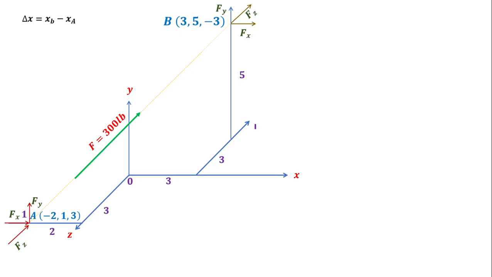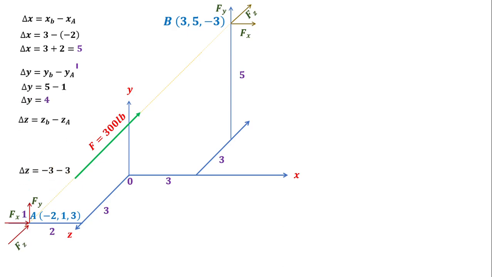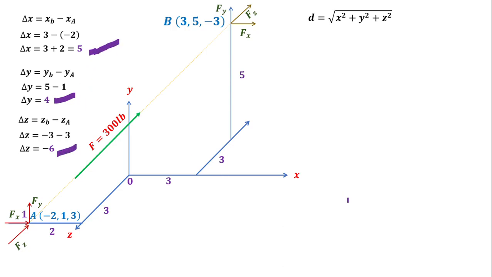If we are solving for the change in x, we are looking for x of B minus x of A, including the sign. So we have 5. And then for y, we have 4. And for z, we have negative 6. So you can see that, include their signs, don't forget. So solving for d, including the sign, we get d equal to 8.78. That is the value of our d.